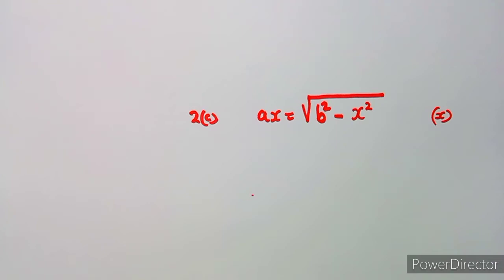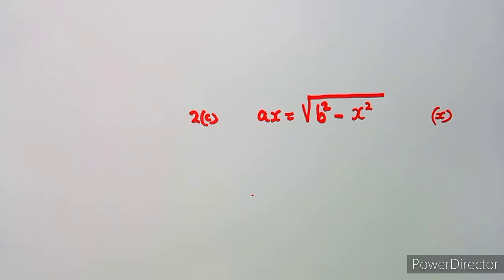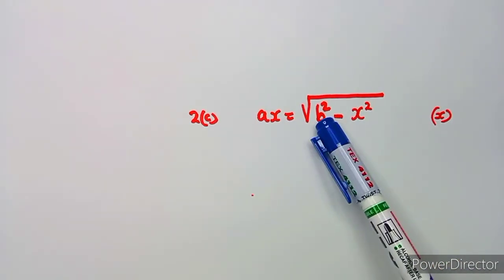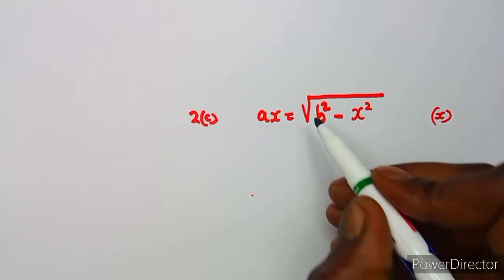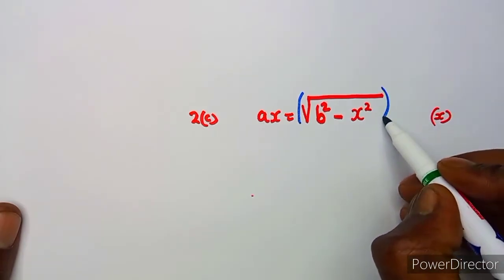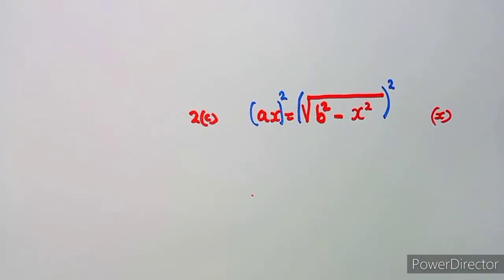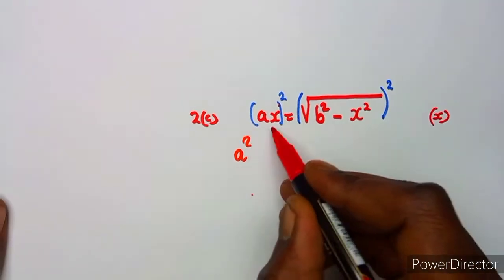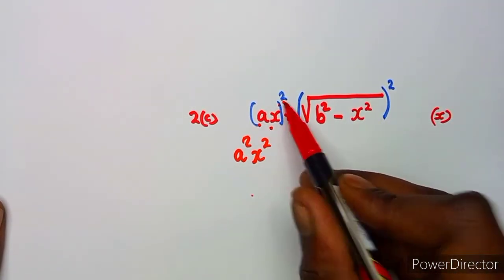The first thing is we have got x here, and this is under a square root, so we have to work on it to remove this part under the square root. How is that possible? We can easily square both sides, isn't it? So this is going to be a squared x squared. You square each and every term, a to the exponent of 2, x to the exponent of 2.